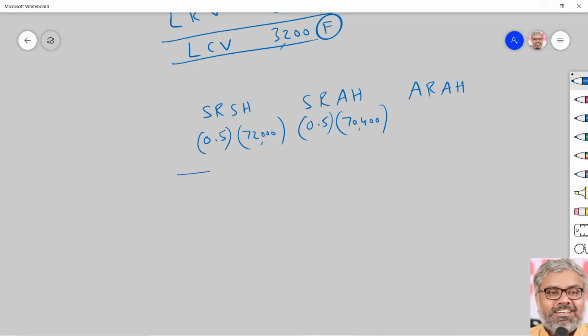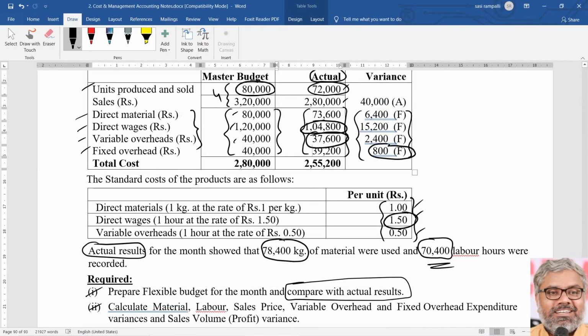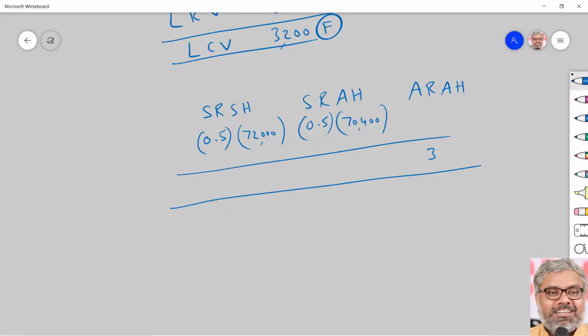Actually it's not required also. Straight away we know the actual variable overheads incurred, right? So no need to multiply and all. Variable overheads incurred are 37,600. We know this already. Other things we have to find out. 70,400 into 0.5 means 35,200, and 72,000 into 0.5 will be 36,000. So variable overhead efficiency variance is 800 favorable.